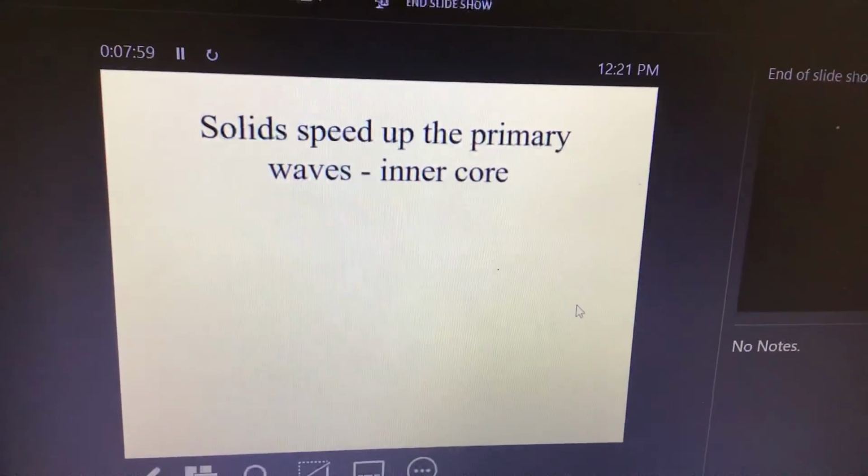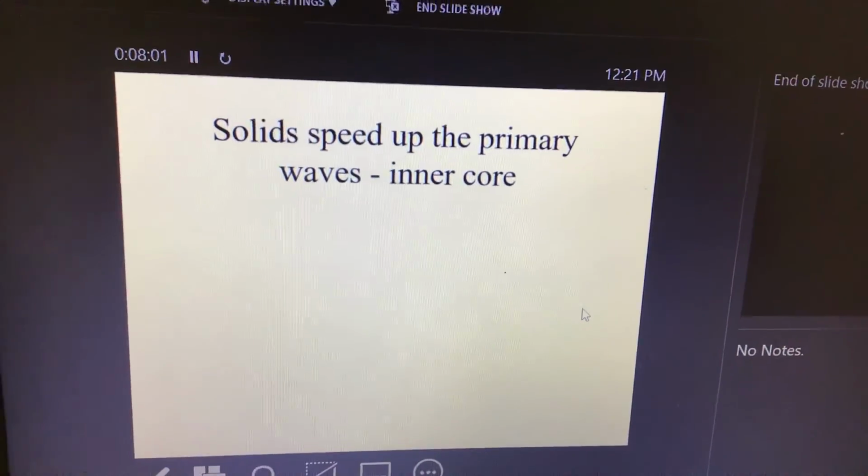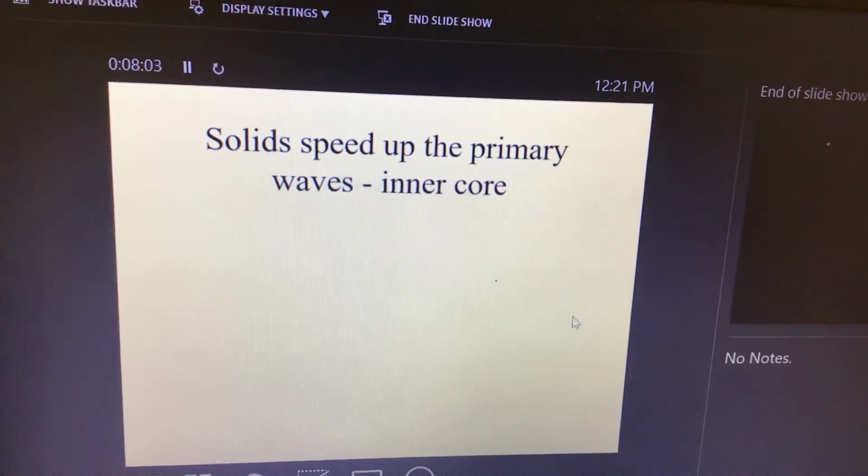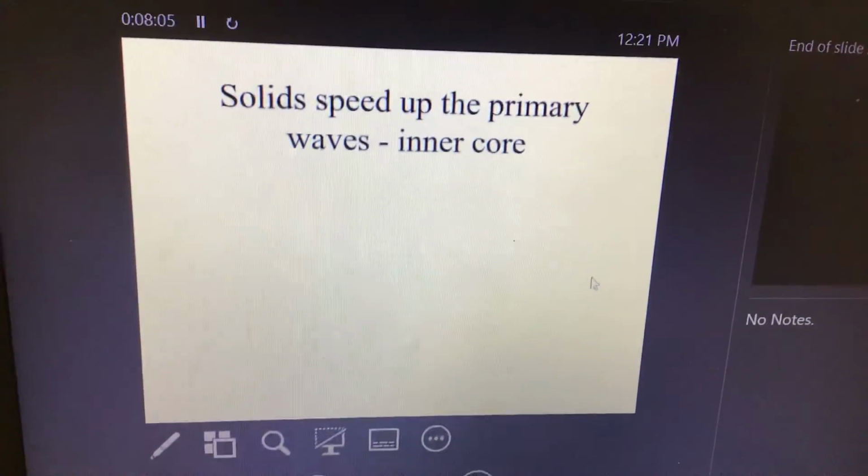Solids speed up the primary waves. So energy travels really well in solids.